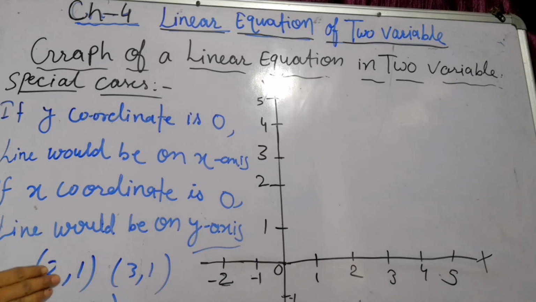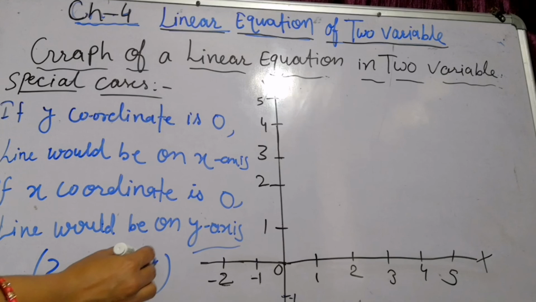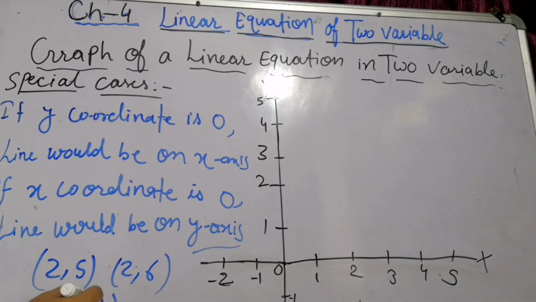And similarly, if the x coordinate is the same, that means the abscissa is the same in every coordinate, like (2, 5), (2, 6), (2, 8), then the graph would be parallel to the y-axis.